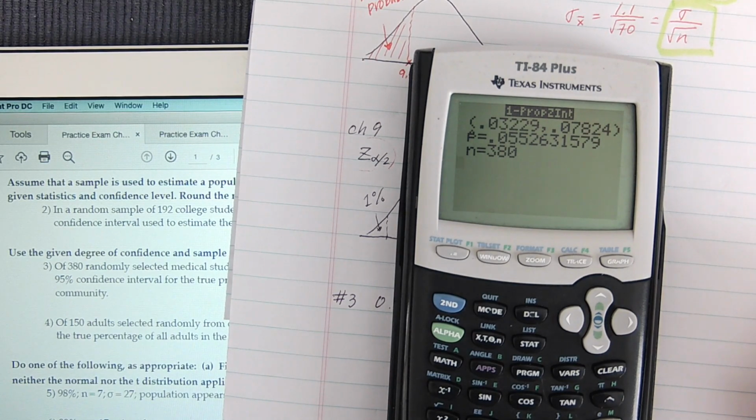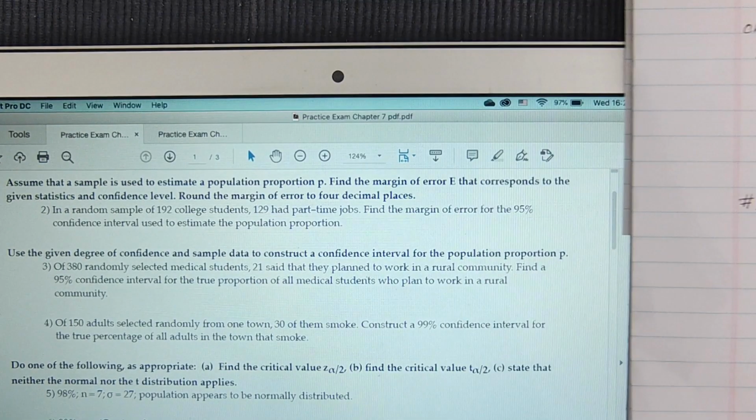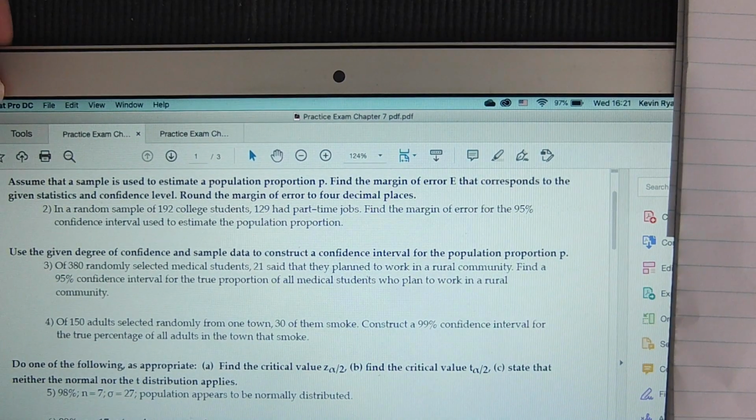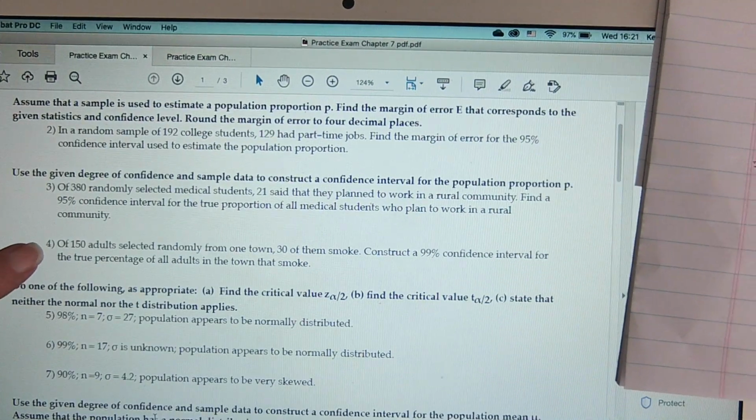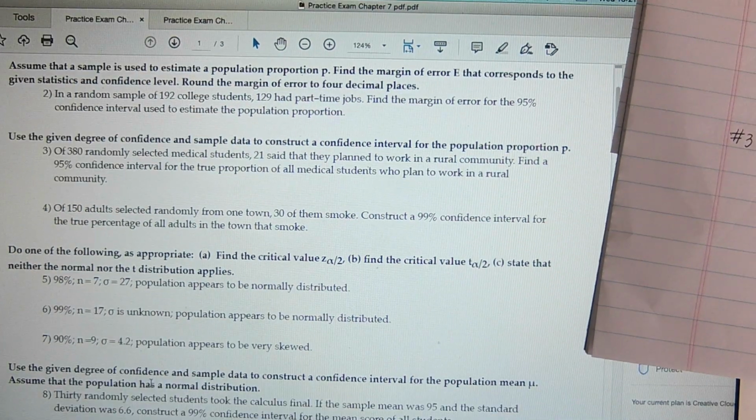Are you okay here? You good? Then let's do another type. Okay. So this is all from proportion. This is all the proportion. Number 4 is the same. Okay. Let's do this one.